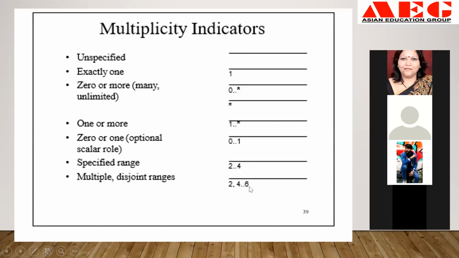Multiple disjoint range, so 2 or 4 to 6 means 0 not allowed, 1 not allowed, only 2 allowed, then 3 is not allowed, and 4, 5, 6 are allowed. So this is a disjoint range. These are the multiplicity indicators which are used in a UML diagram.